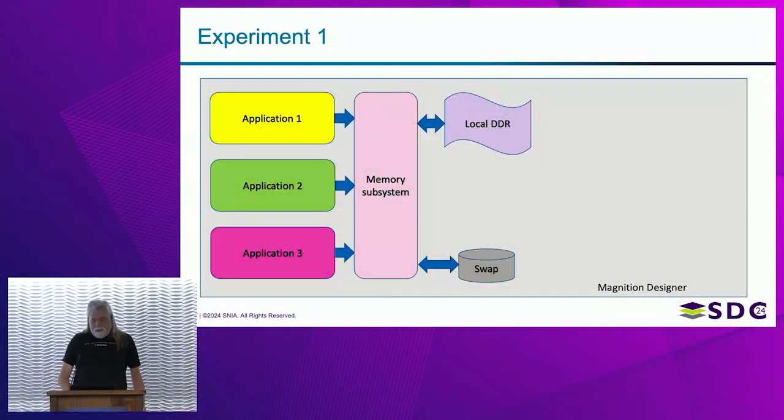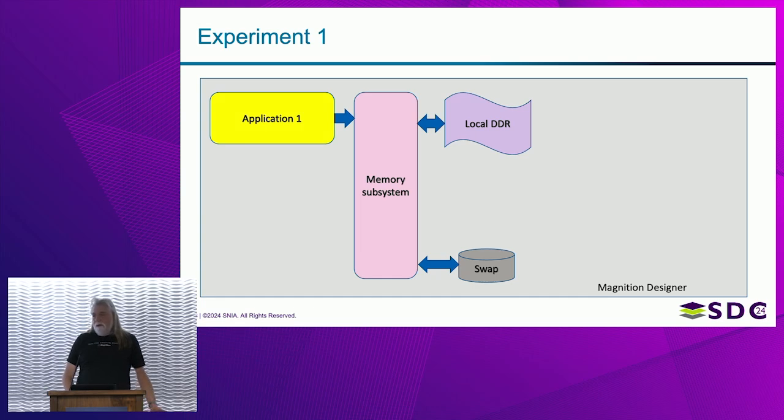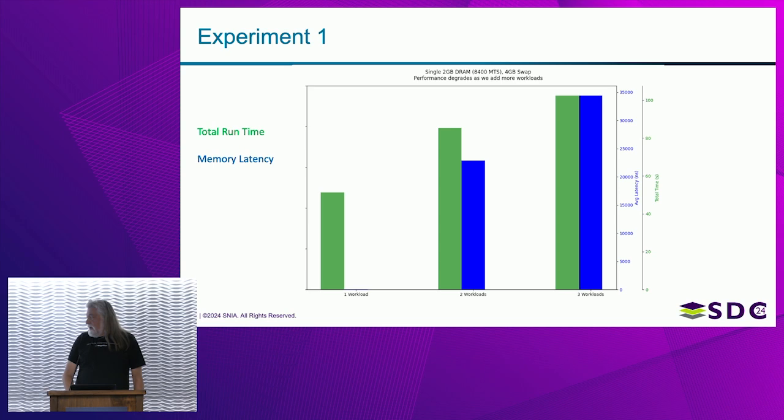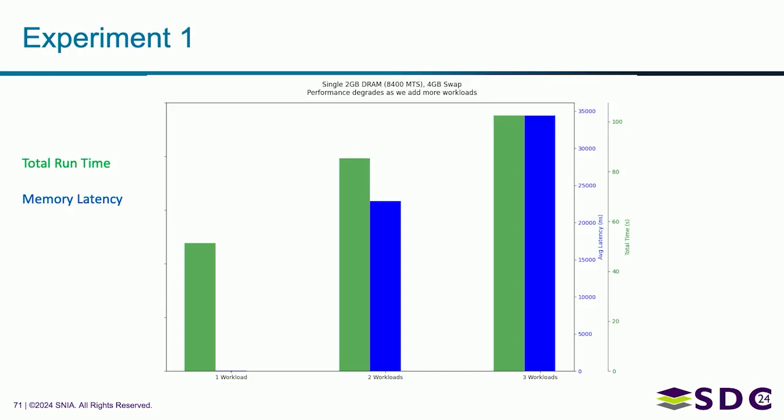So the first experiment we ran was to just run one application and see what our performance was, and then we ran 2 of the applications to see what our performance was, and then we ran all 3 of the applications to see what our performance was. And again, very simplistically, I realize the numbers are very small here, but I'll tell you, the green bars show the total runtime of the entire experiment, and the blue bars show average memory latency.